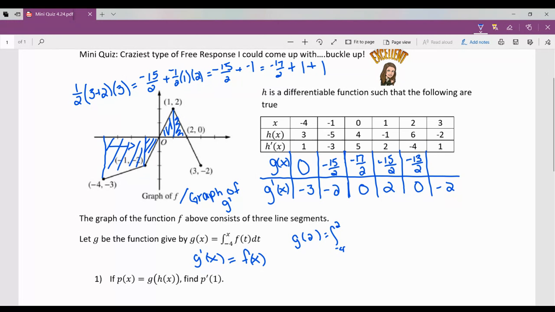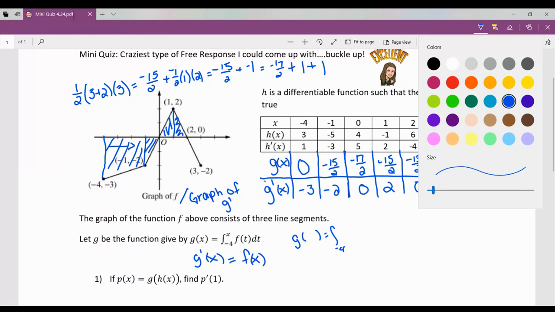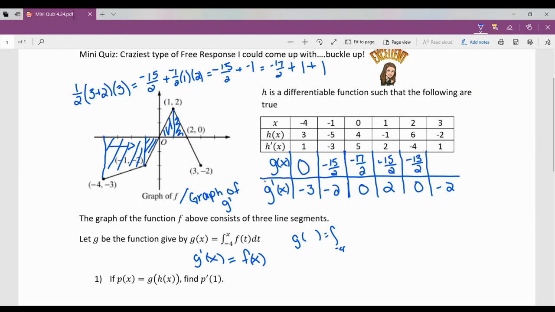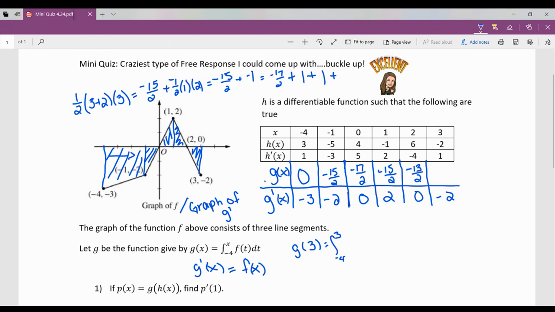All right, and then we do the last one, which is to 3. So that area under the curve, that's a -1. So we go back to -15/2.